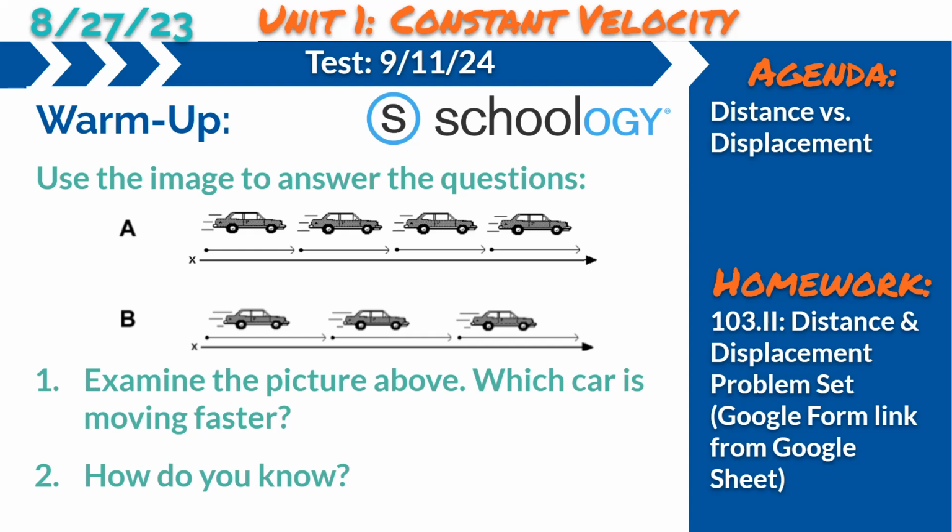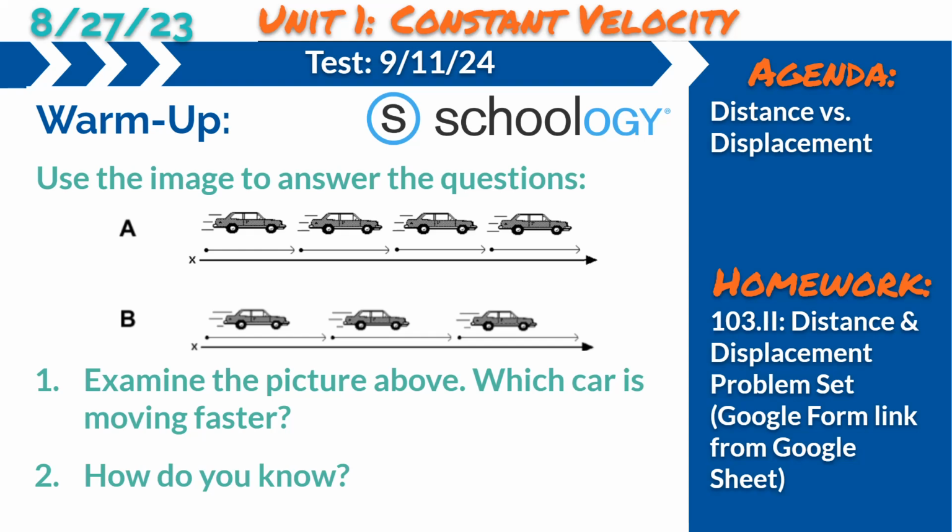Okay guys, the warm-up question for today is referring back to the motion maps that you did yesterday. In fact, you've seen this picture before. It was in the reading and it was in one of the questions in yesterday's homework assignment or classwork if you got it done in class. It says to use the image to answer the questions, and you have two questions. The first one says examine the picture above, which car is moving faster, and then how do you know?